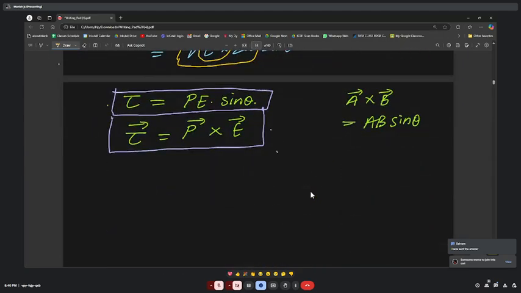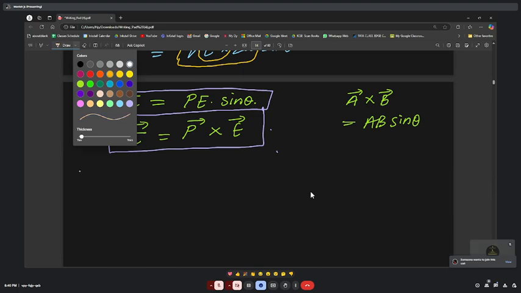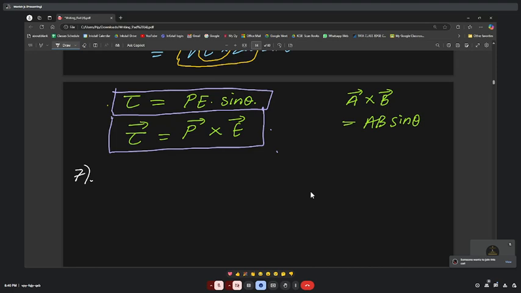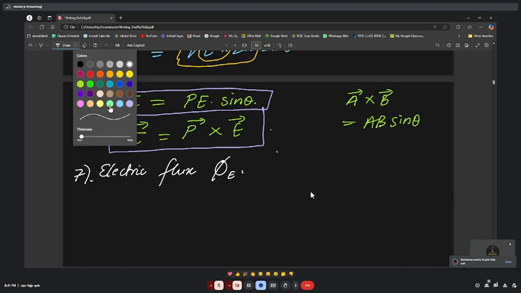So we'll move on to the next concept. We have seen what torque is. Now moving on, the next concept is electric flux. So we'll see what electric flux is. Electric flux is given by the symbol phi E. Now, what do you mean by electric flux? What do we try to understand by the terminology of electric flux?